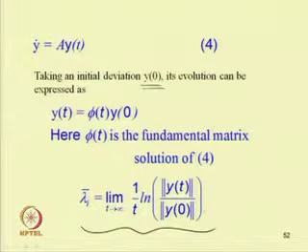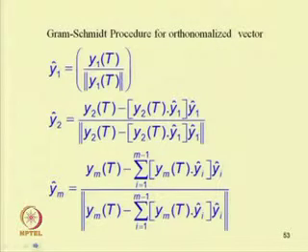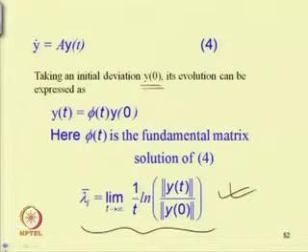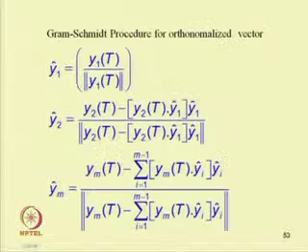and here the Lyapunov exponent is defined. After getting this y, we can define the Lyapunov exponent by this expression: lambda_i equal to limit t tends to infinity of 1 by t ln of |y(t)| by |y(0)|. So, one can define the Lyapunov exponent by using y(t) and y(0), but finding this y(t) by integrating is sometimes difficult. So, for that purpose one can use the Gram-Schmidt procedure for orthogonalization of vectors.